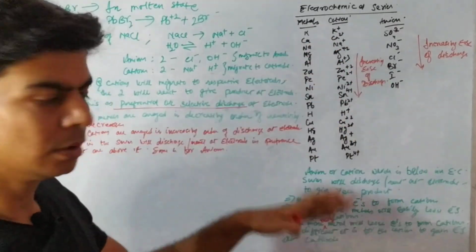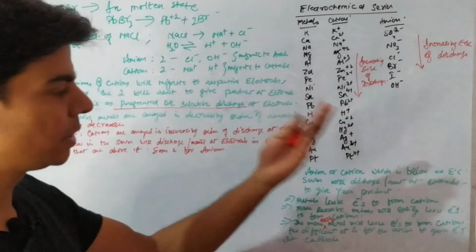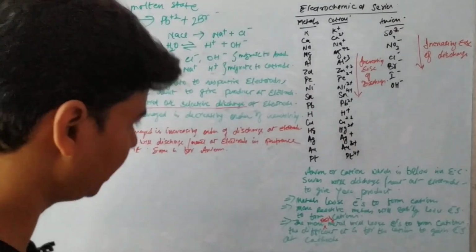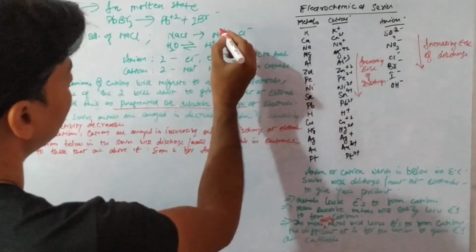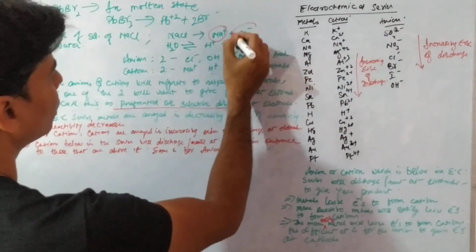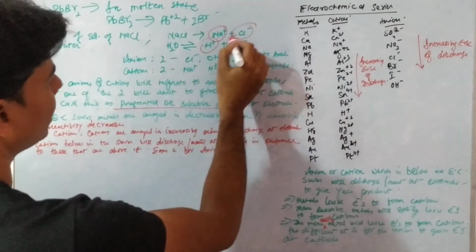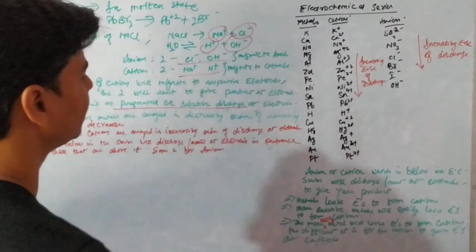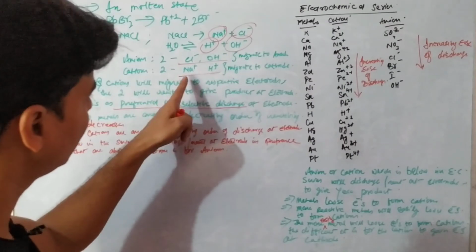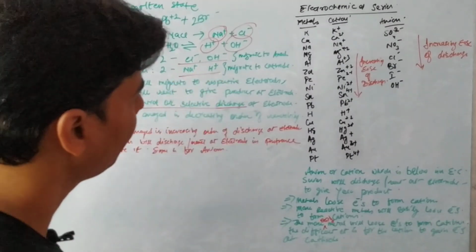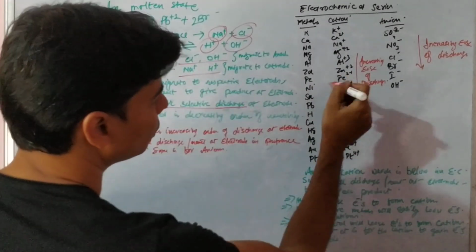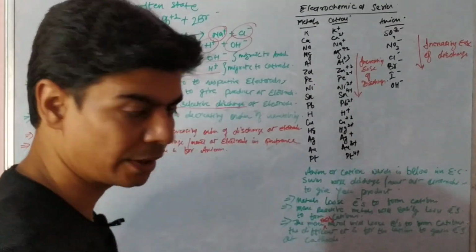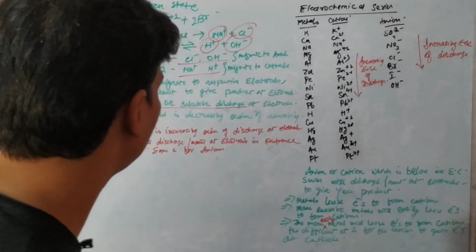The one which is below in the series will get preferentially discharged compared to others, right? Since here we have sodium ion, chloride ion, and hydrogen and hydroxyl ion, these are two anions and these are two cations. Between sodium and hydrogen, which is below? Hydrogen is below. So as per this rule, hydrogen should get discharged at the electrode.